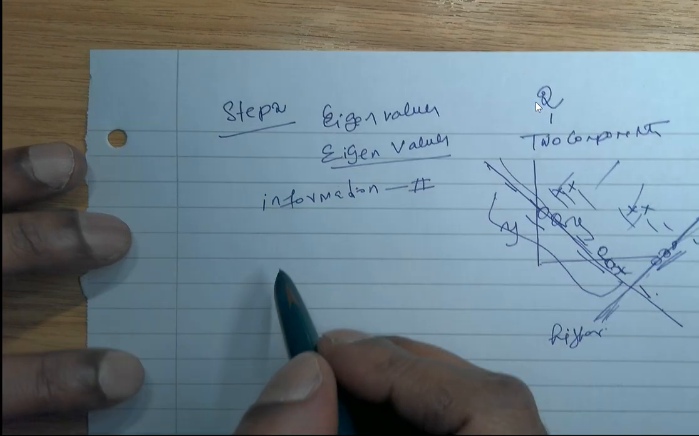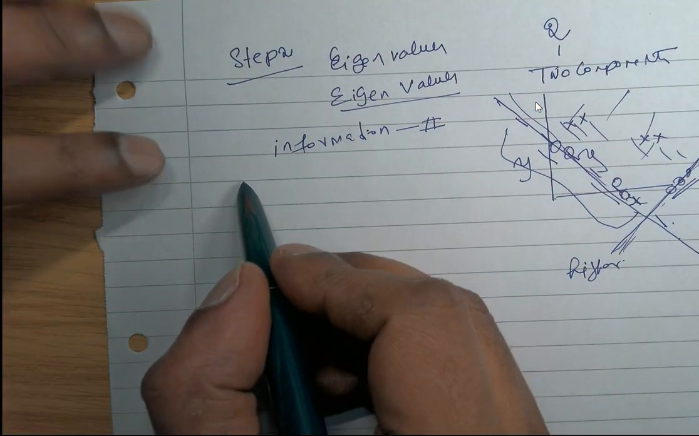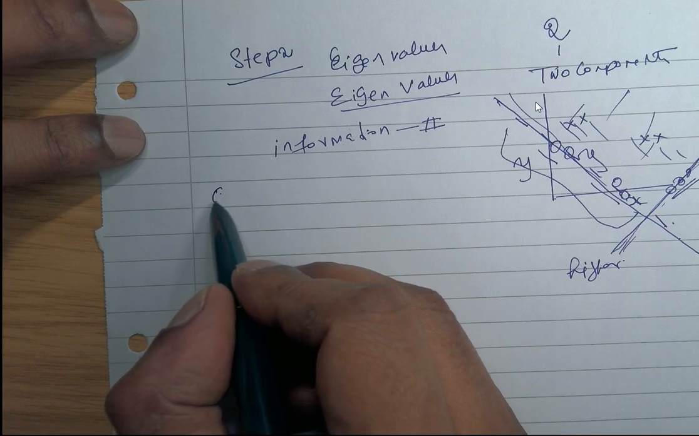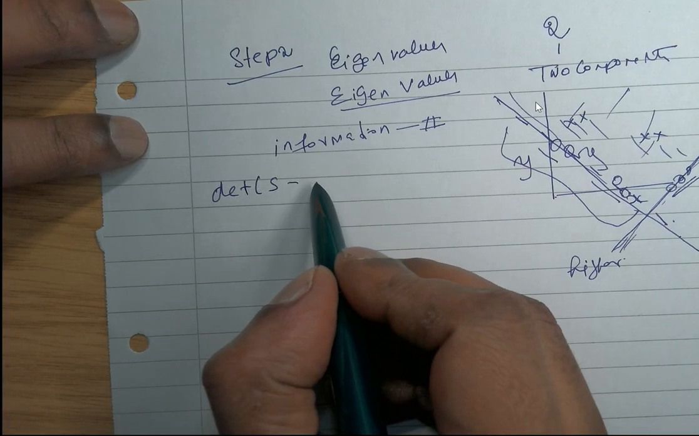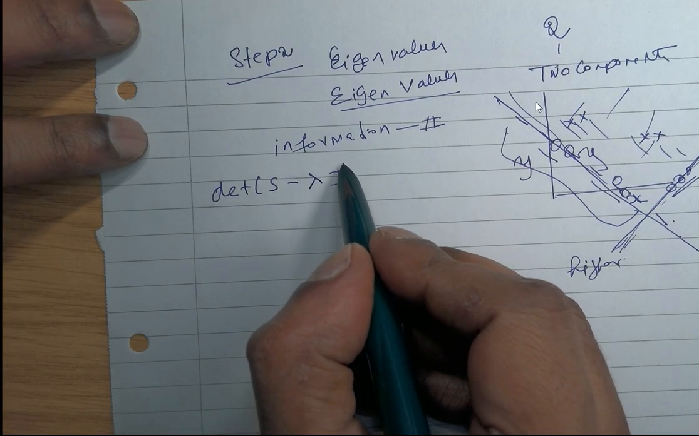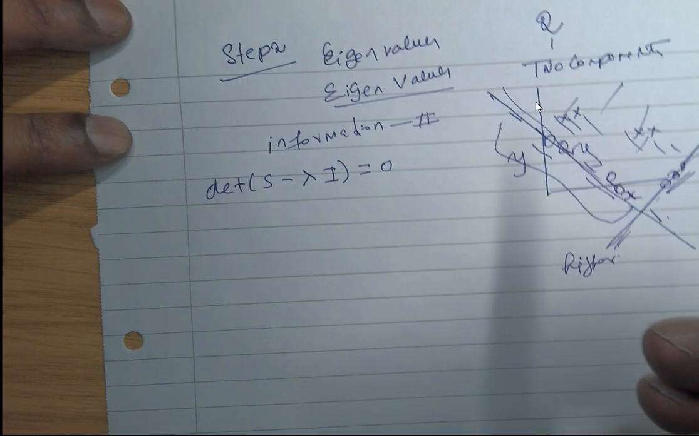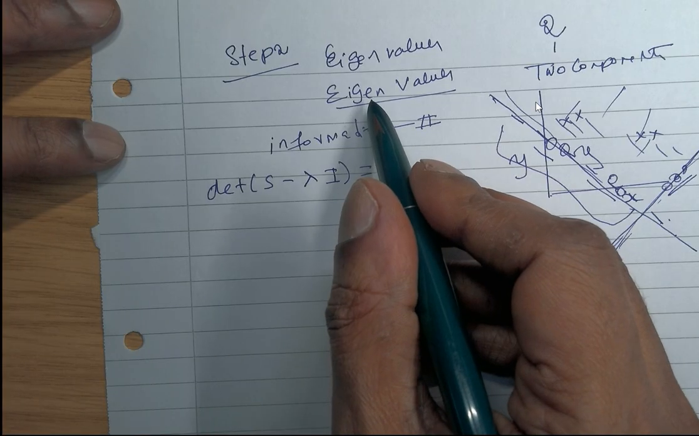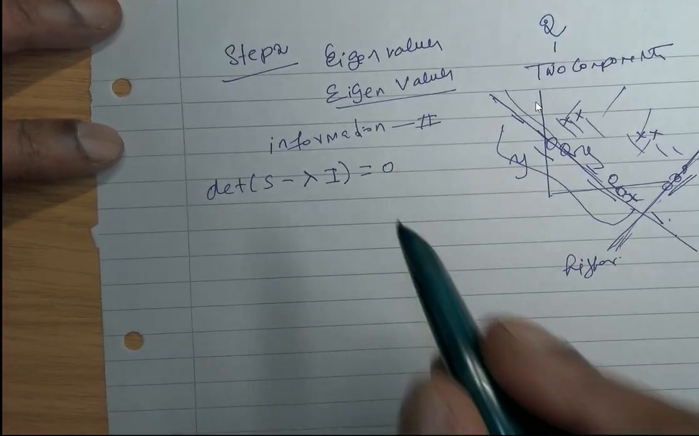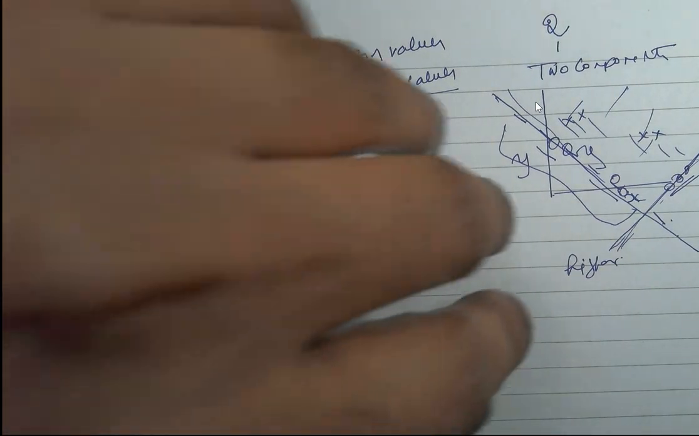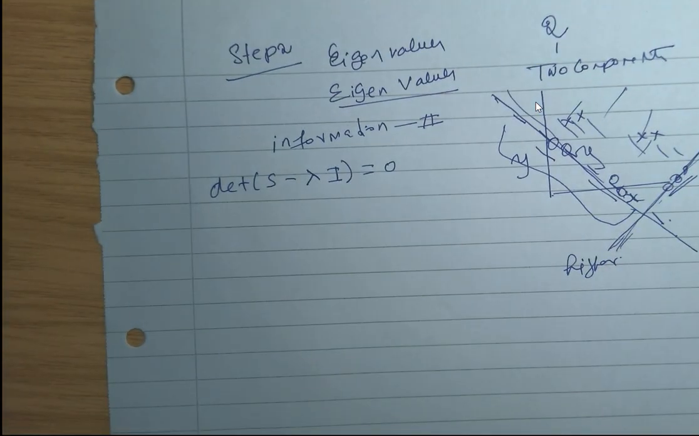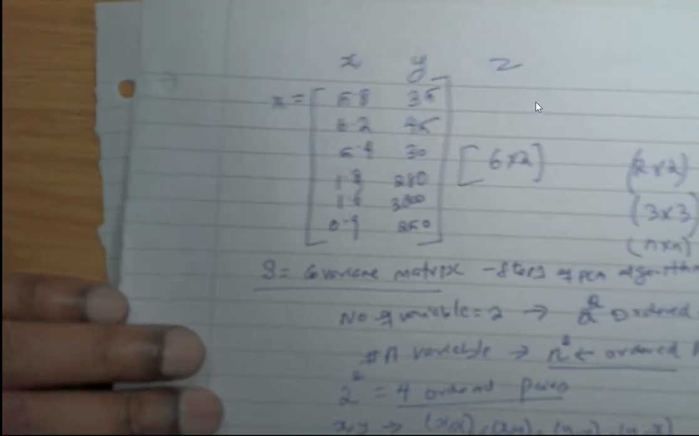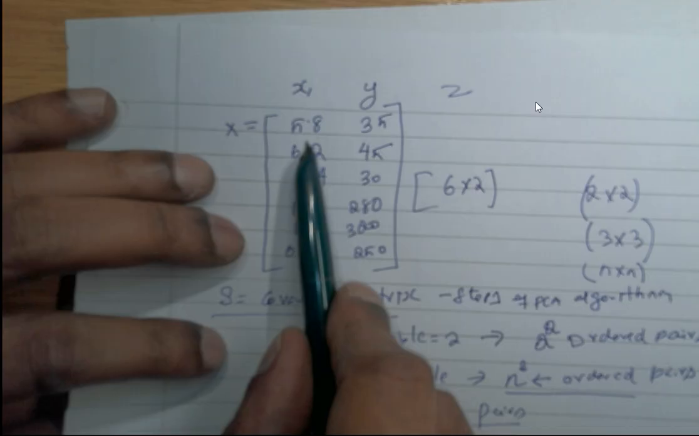So how do we do that? The formula is very simple: the determinant of S minus lambda I is equal to 0. Lambda is nothing but your eigenvalue. If we go back to the data, you have two variables.